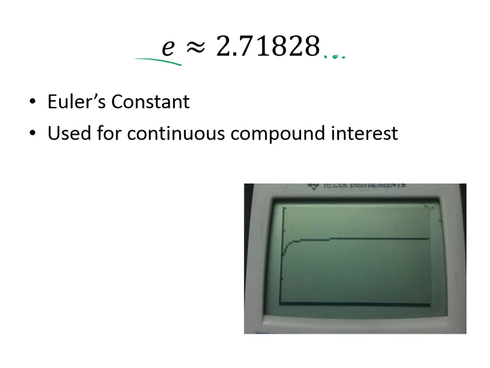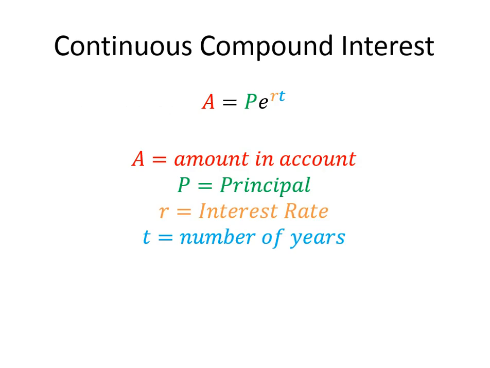And so this is the constant we will be using whenever we're doing our continuous interest rates. And the formula for this is called PERT, a way to remember it. A, the amount in the account afterwards, is equal to P, the principal, times Euler's constant to the power of the interest rate in decimal form times the number of years, or PERT, P-E-R-T. Okay. And this is your continuous compound interest formula, and that's what we're going to be mostly using.